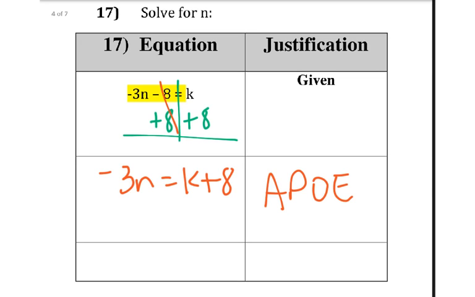Now get n by itself. So it says negative 3 times n, so we're going to divide by negative 3. And I'm going to divide the other side by negative 3. We're not doing anything fancy. It's just exactly the same thing.